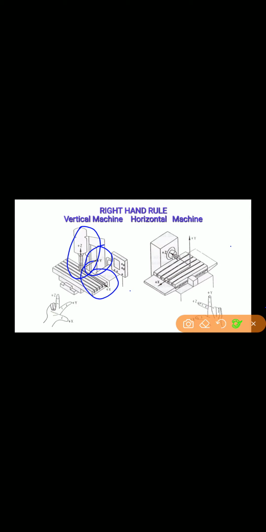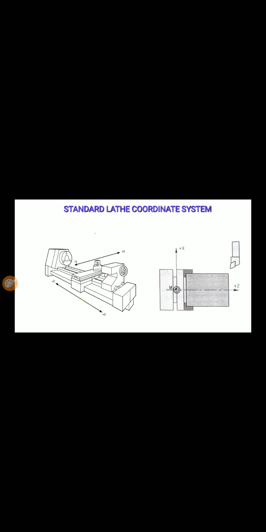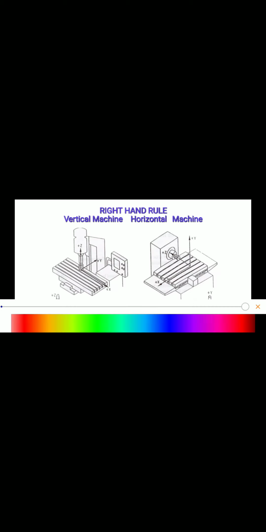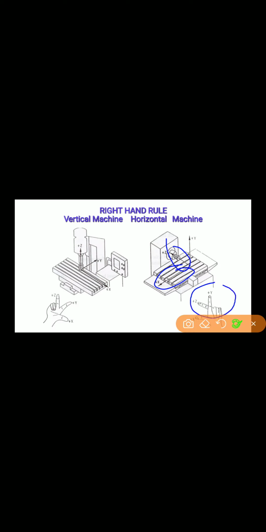In case of the horizontal machine, if we simply reverse the direction of the hand, this may be parallel to the Y axis, this may be the X axis, and this may be the Z axis, exactly similar to what the fingers indicate. This is very important when you are writing the program.